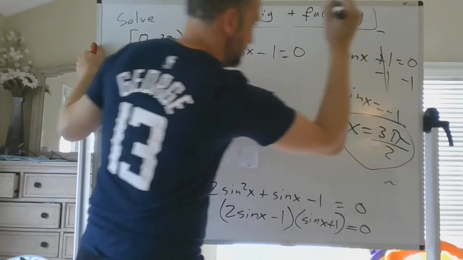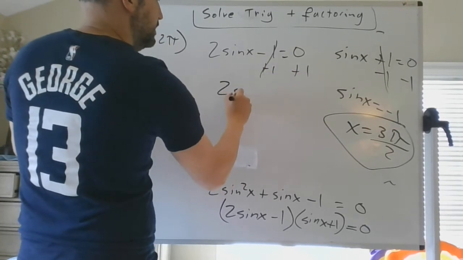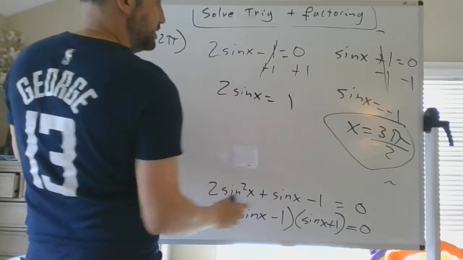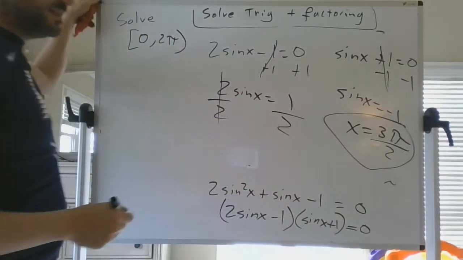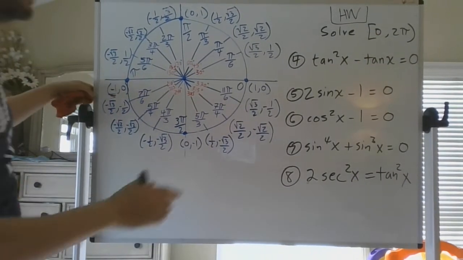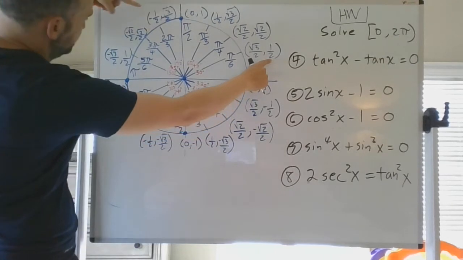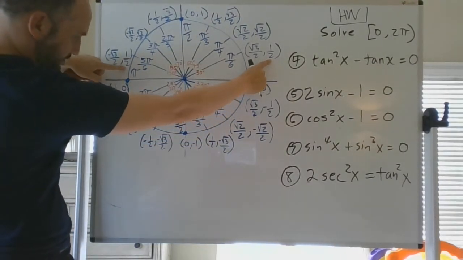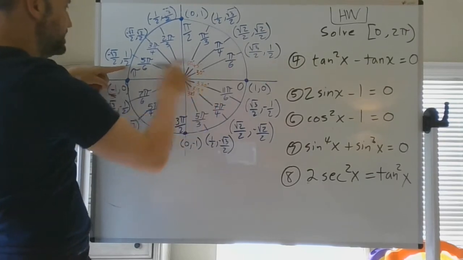Great. Done. Let's solve this one now. Plus 1, 2 sine of x equals 1. Divide by 2. Okay, where is the sine equal to 1/2? Where else does the sine equal 1/2? Right there. That's it. So where does it equal 1/2? Pi over 6, 5 pi over 6.